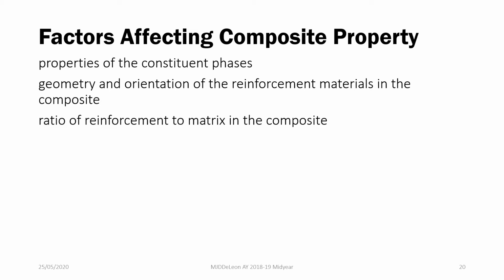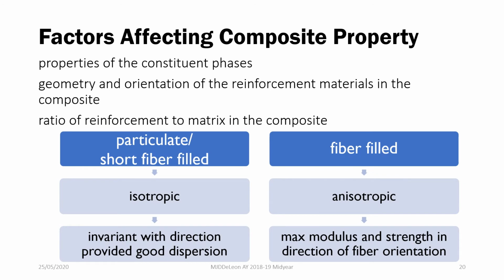There's also the ratio of reinforcement to matrix in the composite. So, magkakaroon tayo ng sliding or ng adjustment ng property depende sa ratio of your two phases. And your composite property is also affected by what kind of reinforcement that we have. So, if you have a particulate or short-filled fibers in your composite, you're expecting your composite to be more isotropic. So, magiging invariant siya with direction yung kanyang properties. So, it won't be strong in one direction over another. On the other hand, if it is a fiber-filled composite, especially if yung fibers mo is aligned to one direction, we expect that your material will be anisotropic, meaning that it might be stronger in one direction than the other.